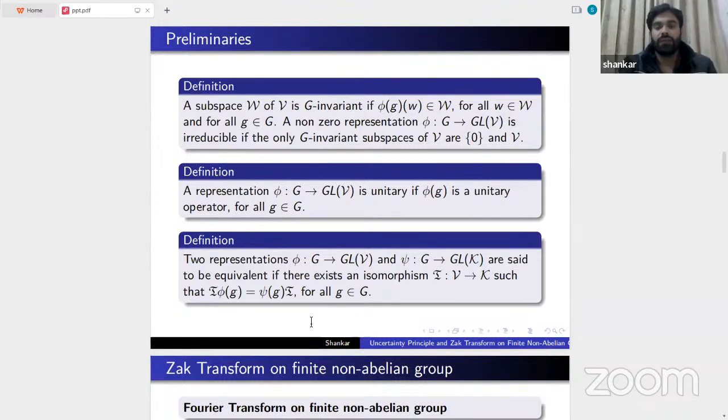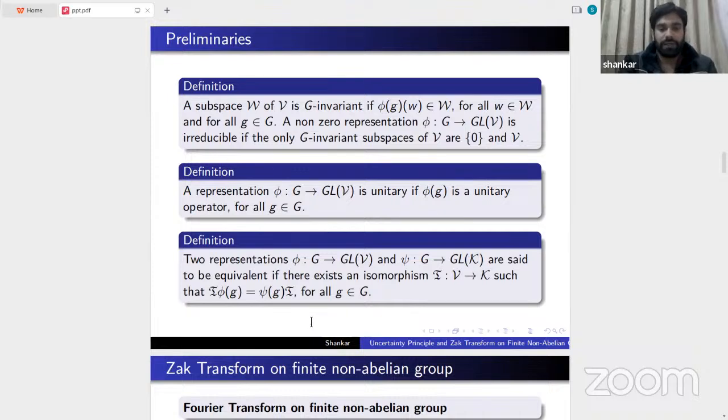Next, we have a definition of irreducible representation. A subspace W of V is G invariant if phi of g w belongs to that subspace W, and this is true for all w belonging to W and for all elements g of group G. If a representation phi from G to GL(V) has only two G invariant subspaces, that is the singleton {0} and V, then that representation is irreducible.